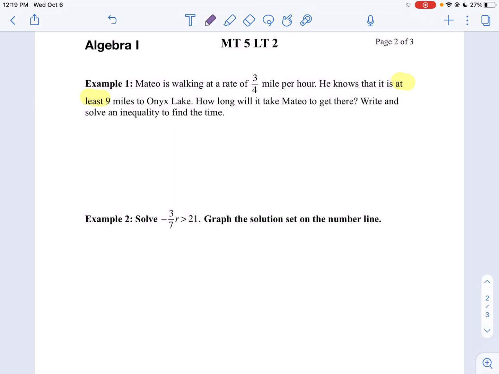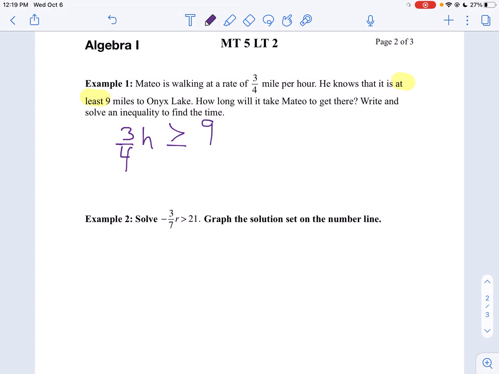So we're going to say he can walk 3/4 of a mile every hour. So I'm going to say 3/4 times the number of hours. At least means, what does at least mean? It means it's greater than or equal to, because in this case, it's greater than or equal to 9. Let me rewrite that. 9.